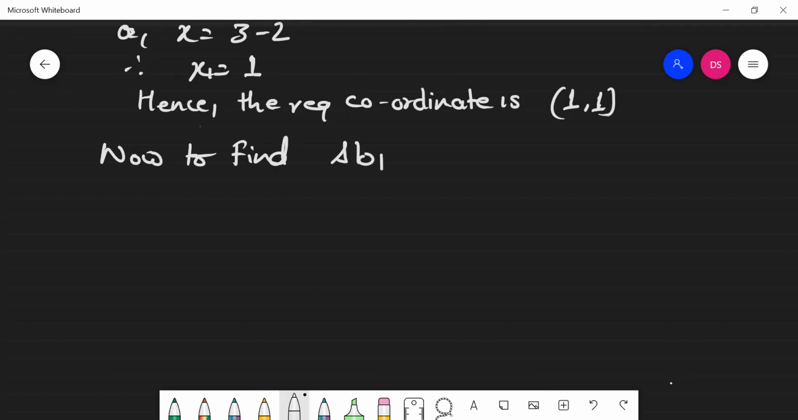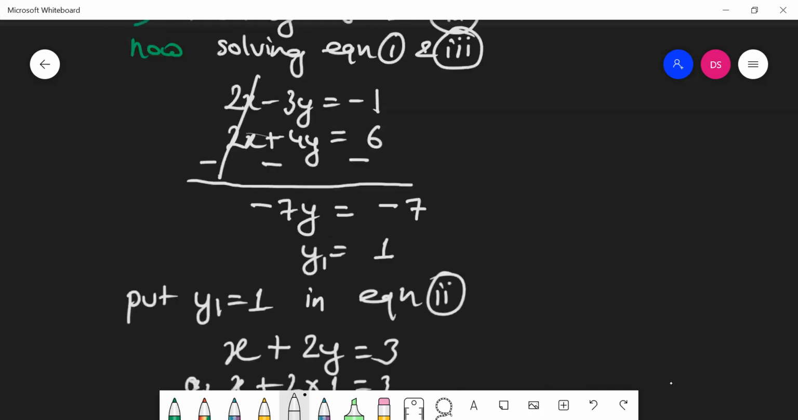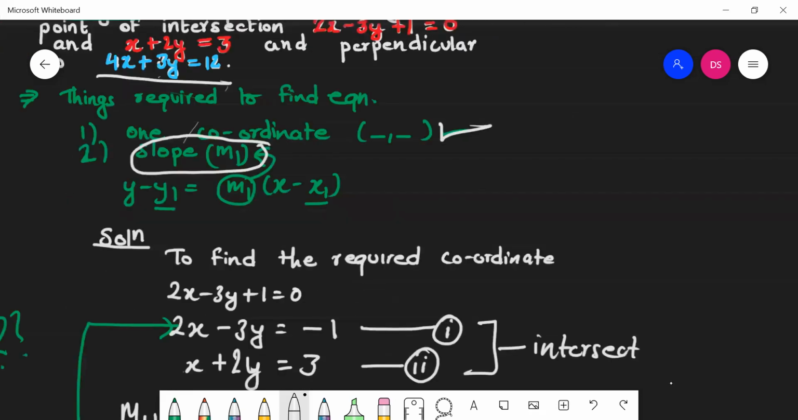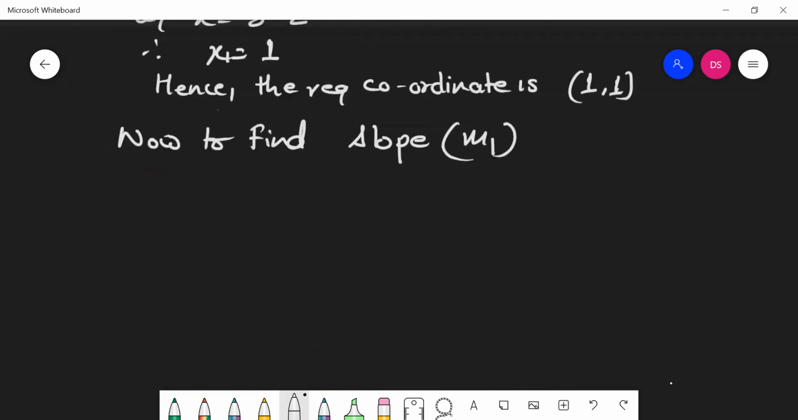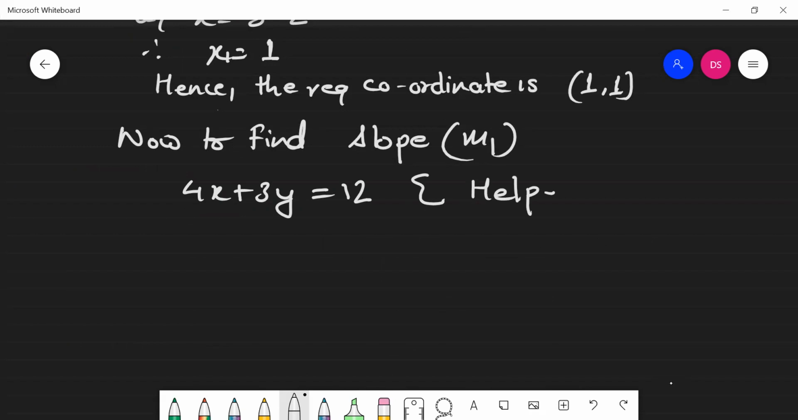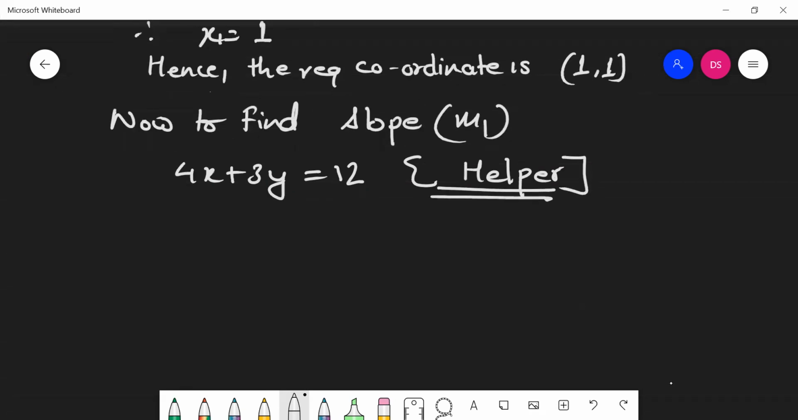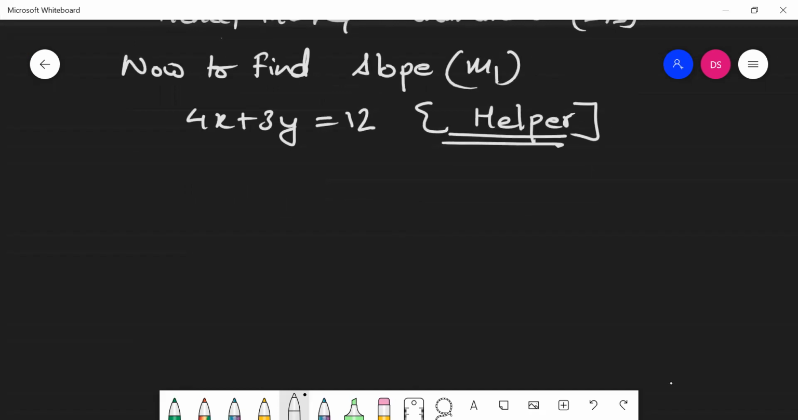Now to find the slope, let our slope be m1. And to find the slope, the helper equation is there. What was that? 4x plus 3y equals 12. Okay, I'm going to write it: 4x plus 3y equals 12. So this is just a helper equation. Remember that this is a helper equation. I'm just writing it for reference. You should not write this while writing the solution; it is just to help you remember.